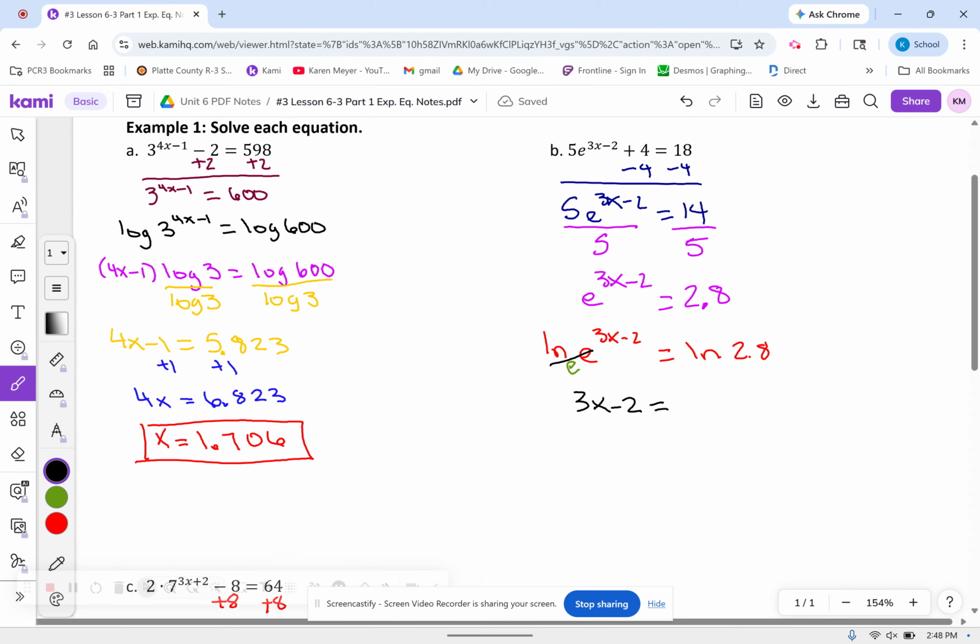And then on the right side, you should hit the ln button on your calculator and type in 2.8, and you get 1.03. And then solve this like a regular equation. So add the 2 over. So 3x equals 3.03. And then to get our final answer, we divide. So x equals 1.01. And then we are done.